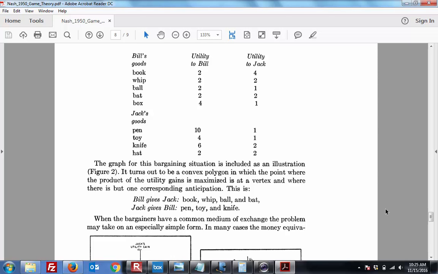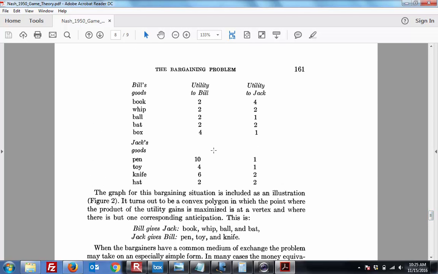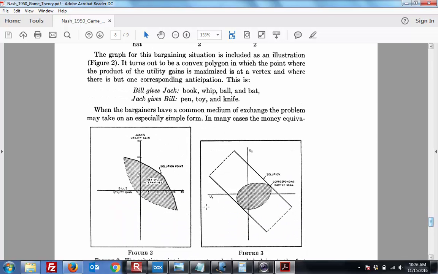Or it could be that Jack ends up with the pen, the ball, and the box. He ends up with these 4 things with a value of 1, and Bill ends up with the hat and the book, which I guess are the 2 lowest value things. But if you're ending up with the stuff you don't want, you're over here in this dead zone where you don't want to be.